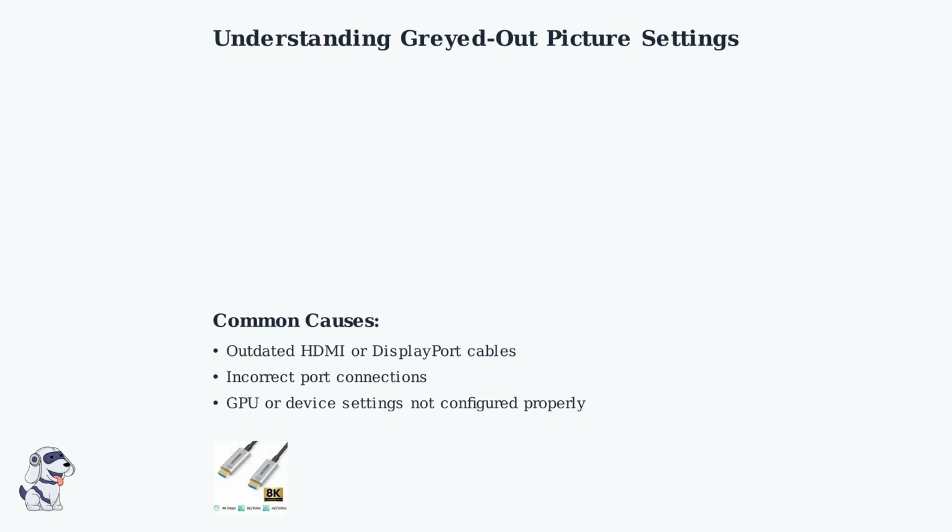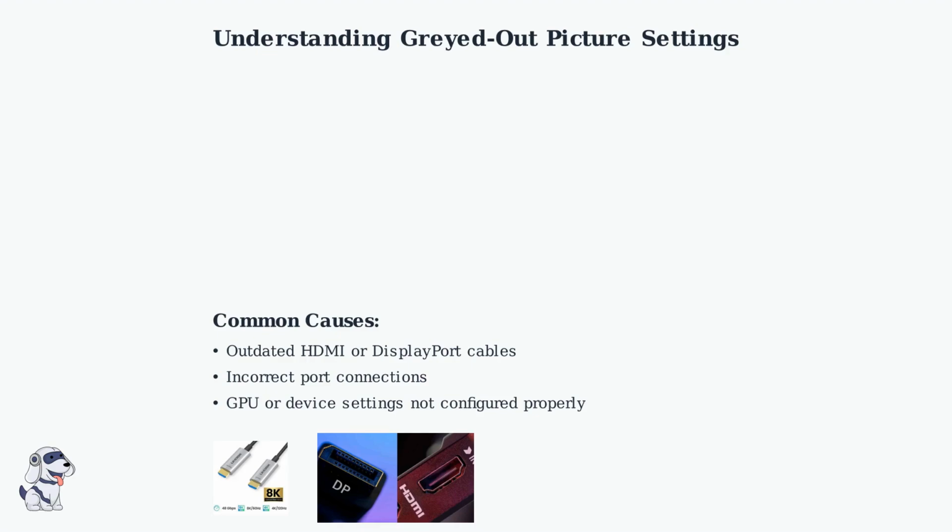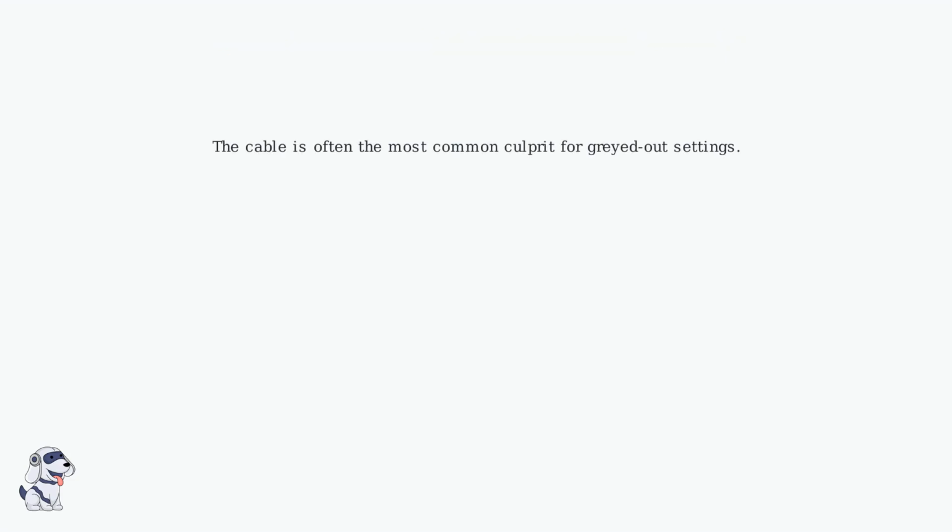Check your cables. Use certified HDMI connectors for proper signal transmission. Compare DisplayPort and HDMI ports to ensure you're using the right connection type. Practical solutions include checking and replacing cables with certified versions, verifying correct port usage, and updating monitor firmware and GPU drivers. The cable is often the most common culprit for grayed-out settings.